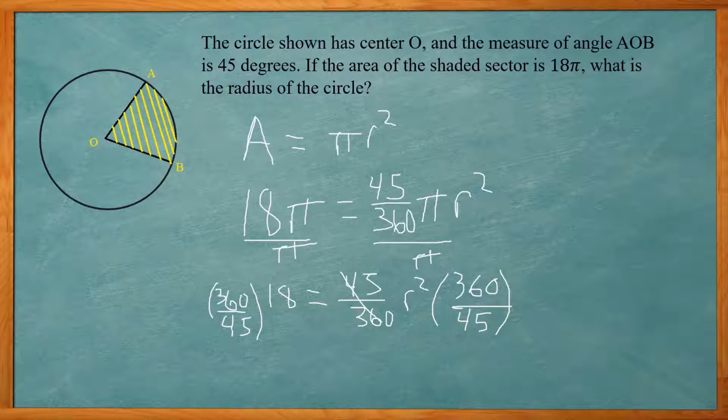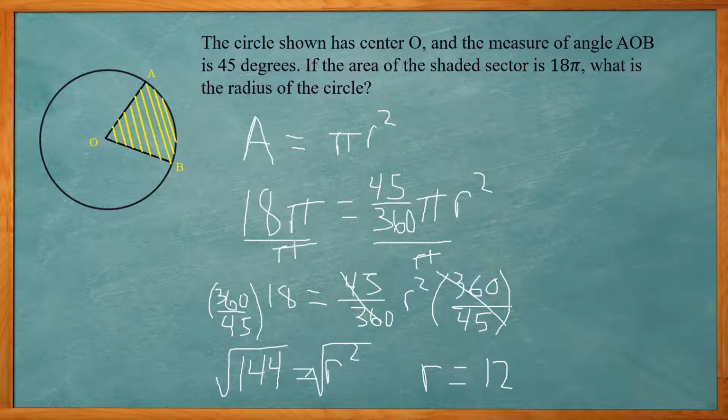So that becomes 1 over here. And if you multiply that out, you get 144 equals r squared. And if you know your perfect squares, you know that r is going to equal 12. Otherwise, you just take the square root of both sides to figure that out. All right, so our radius here is 12.